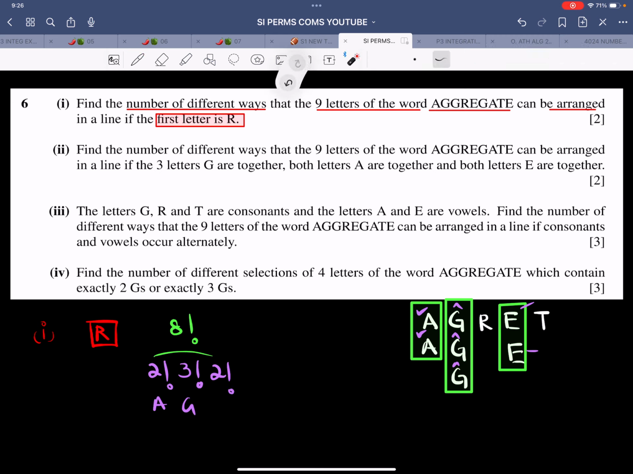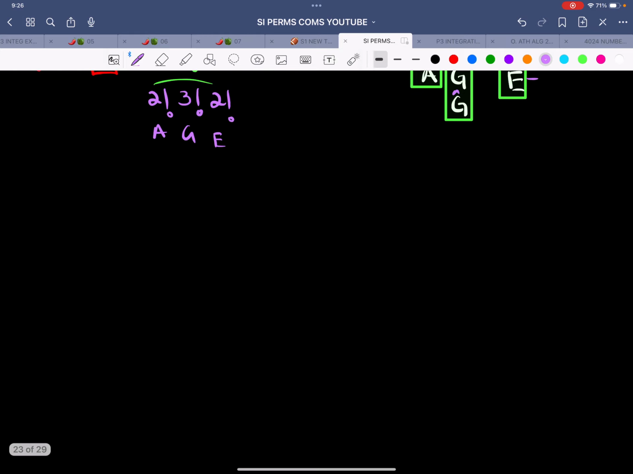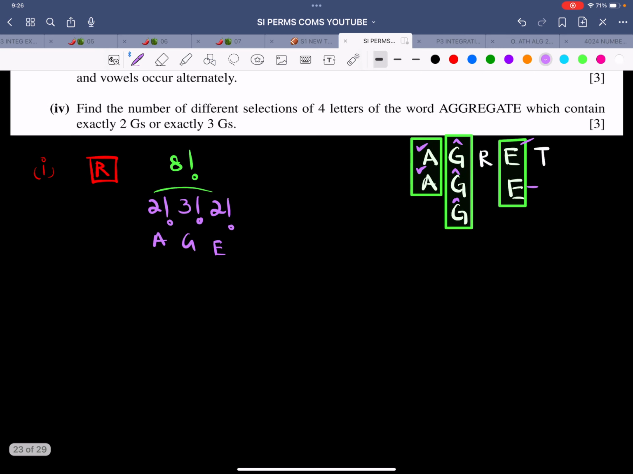So let me recap it for you. The first R is there, that is fixed, pasted on the wall. 8 alphabets or letters are left, that is 8 factorial, divided by 2 factorial for the A's, 3 factorial for the G's and 2 factorial for the E's. Now grab your calculator and evaluate. I have the answer written over here, which is, I think I missed it. So let's move on and let's do the next part.